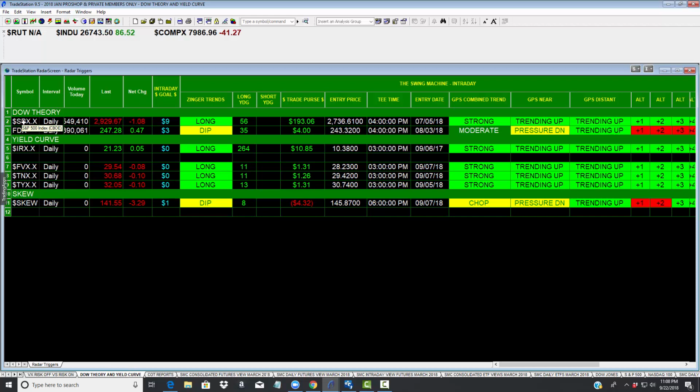Here we're looking at the S&P cash, which is not a leveraged market, and has been long since July 5th. FedEx as representation of the transports, which currently is in a dip. And then we also look at the yield curve. And granted, it has been flattening, but it is trending up. And we also look at the skew.